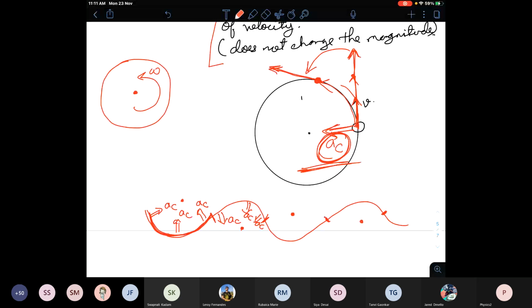So whenever there is a curvature, whenever there is a turning in your path, there will be some centripetal acceleration associated with it, because the work of centripetal acceleration is to change the direction of velocity. Wherever there is a change in direction of velocity, you will see a centripetal acceleration being formed.